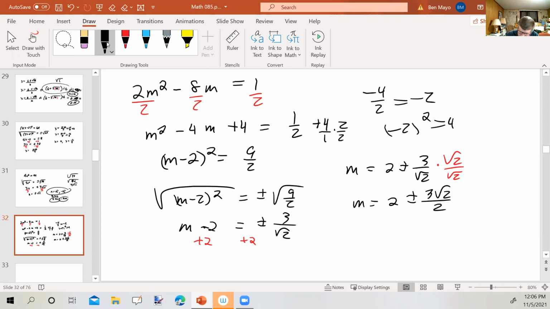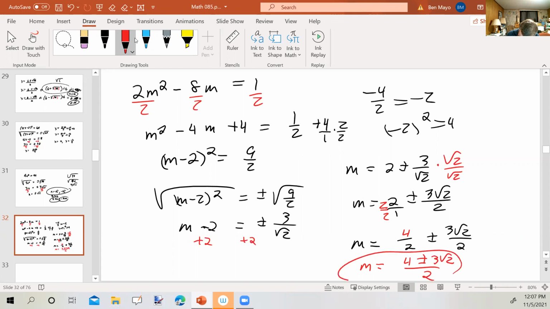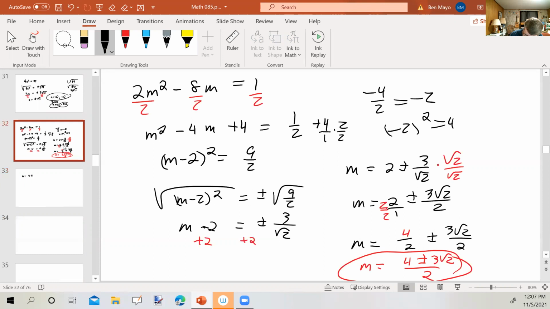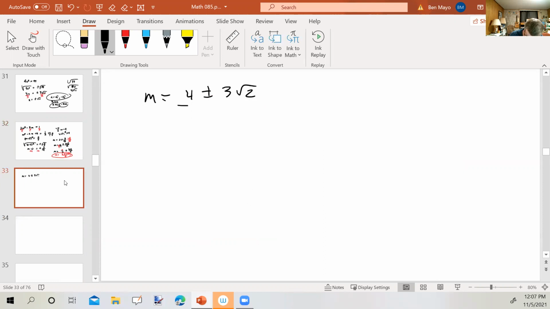Now, again, putting that into a nice little package, the common denominator is a 2. So I'm going to multiply this by 2 over 2, which makes this a 4. So then I get m equals 4 plus or minus 3 square roots of 2 all over 2. So there's your nice package answer. Let's take that to the next page. M equals 4 plus or minus 3 square roots of 2 all over 2. That would be the way you would write it as a single package deal on paper. But let's put that into separate answers.